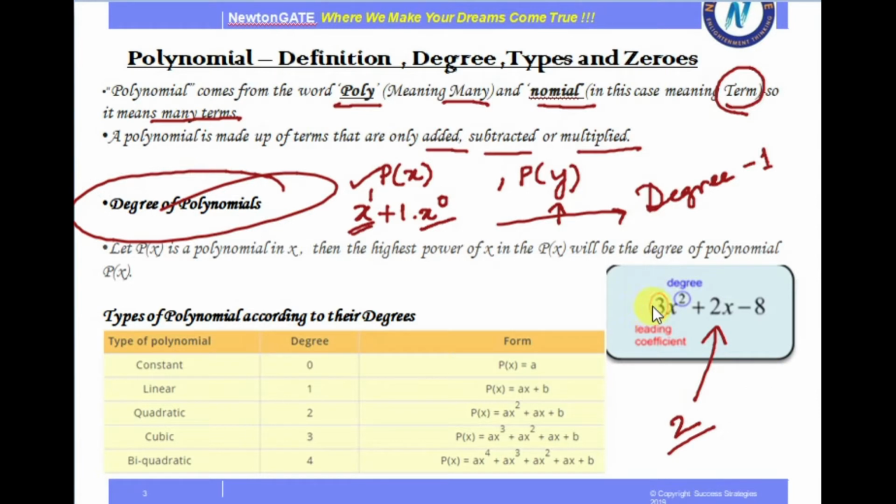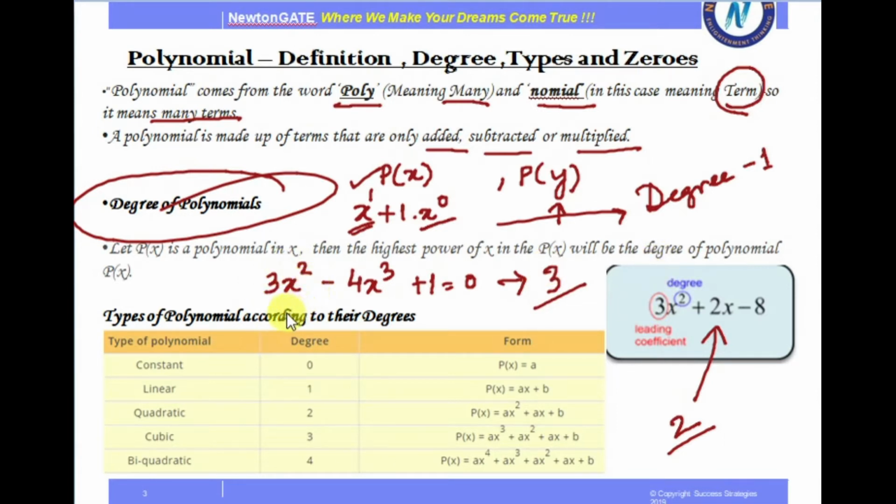Now, please note that we have to make sure whether or not the terms are in order. Sometimes a polynomial can be given like this. For example, I can write a polynomial like 3x squared minus 4x cubed plus 1 equal to 0. As you can see, the powers of x are not given in order. So, in this case, the highest power that x has is 3. So, the degree of the polynomial will also be 3.